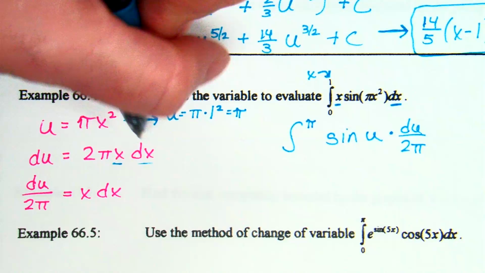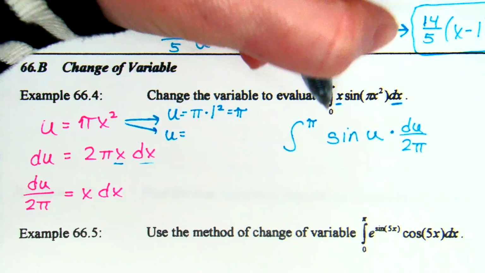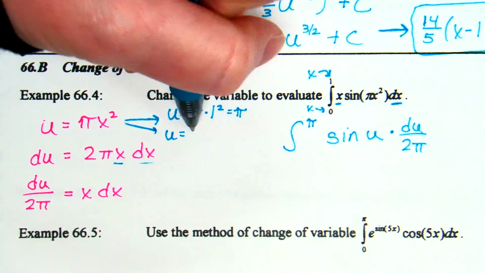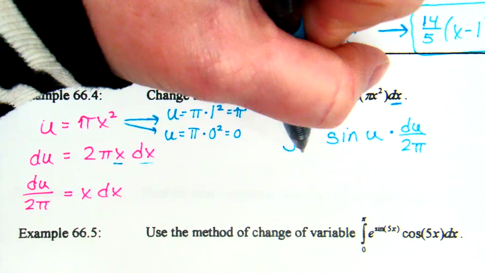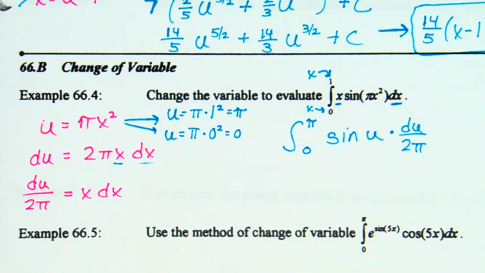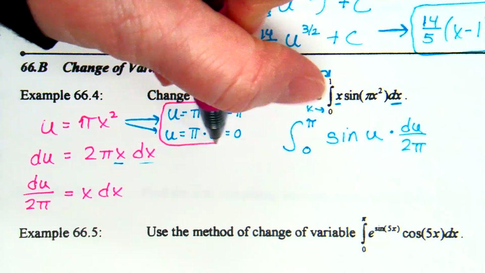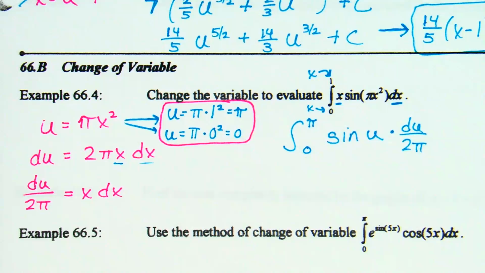Do the same thing with the bottom boundary. My bottom boundary is currently a 0, and that is an x value. So plug it in for x. Pi times 0 squared. What is pi times 0 squared? 0. So what's my new bottom boundary? 0. I said new, but it happens to work out to be the same. So when you have to change and use u substitutions, this is my suggestion. Because now I don't ever have to go back and put my x's in. Otherwise, you don't change the boundaries, you just go back and put x in.